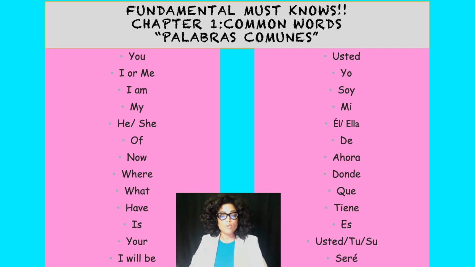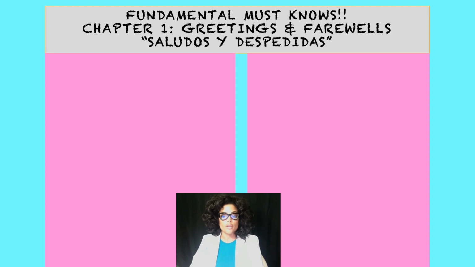For example, I will be your nurse today. Yo seré su enfermera hoy. Yo seré for I will be, su for you or your, enfermera hoy. That means nurse today. So that is how you start learning, start combining, start trying to make your own sentences, okay? So again, I will be goes to seré. Yo seré, which means I will be or will be, your, su, enfermera, nurse today. Hoy, and you're going to learn that right now.